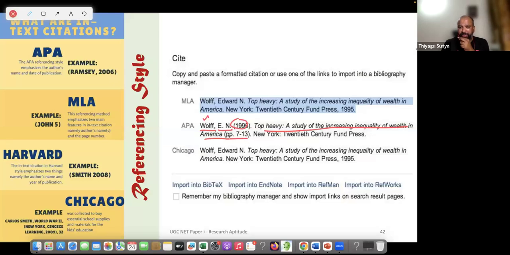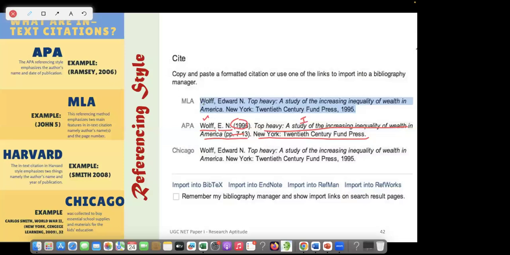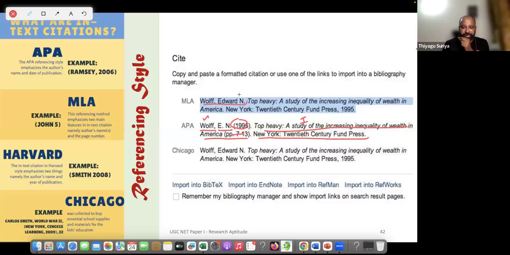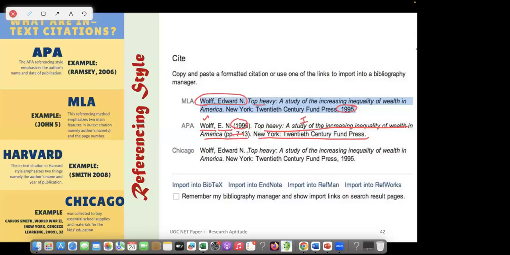They are taking only a few elements. That's the reason they put the page number; otherwise, the page number is not essential. And New York, that is the publisher. The publisher comes at the end. The book name should be italic. In the case of MLA, the name should be full, and the year should be at the end. You can see this. Even in Chicago, the name comes first and the year should be at the end.